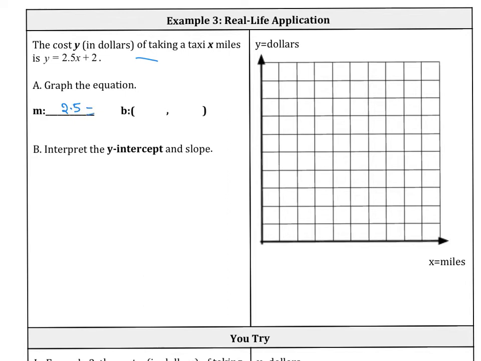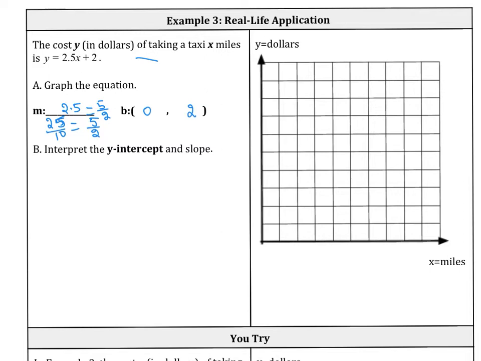We're going to change this 2.5 into rise over run. So we're going to write 25 divided by 10. To reduce this, 25 over 10 can be reduced to 5 over 2. And the b, which is the y-intercept, is (0, 2).